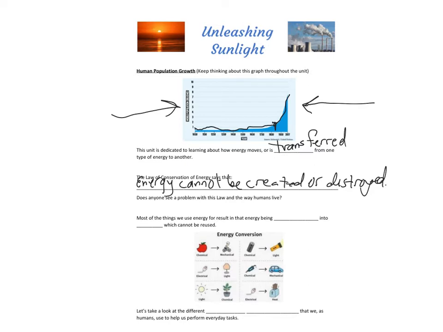It usually ends up getting converted or transferred into forms of energy which we cannot reuse. So it says here, most of the things we use energy for result in that energy being converted. Converted is a fancy word for changed. Converted into heat, which cannot be reused, and that's the problem that we deal with. Yes, that energy is not being destroyed, but it is being turned into heat. And once we have energy in the form of heat, there's not too much we can do with it other than warm us up. And at that point, it just spreads out and disperses, and we can't capture it again to reuse it.